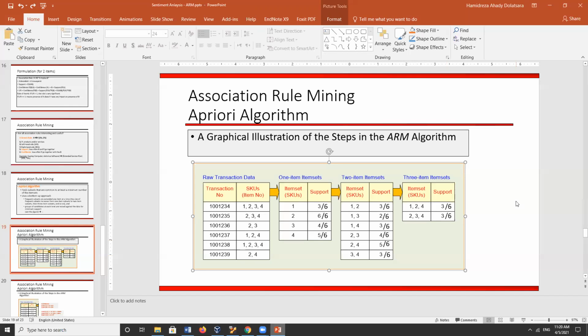I think it's pretty straightforward. You just calculate how many times your item happens, and then by dividing by all the transactions, you can find their support.